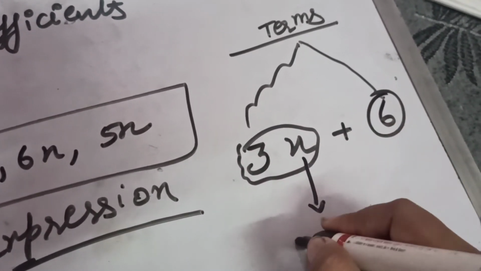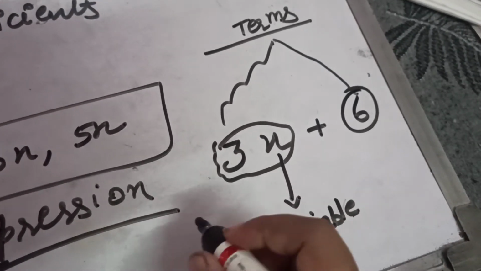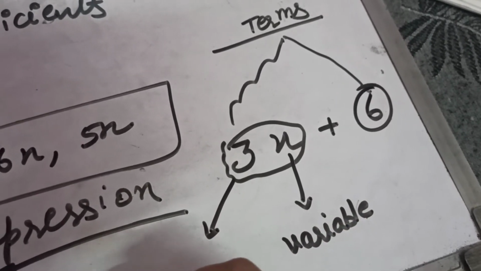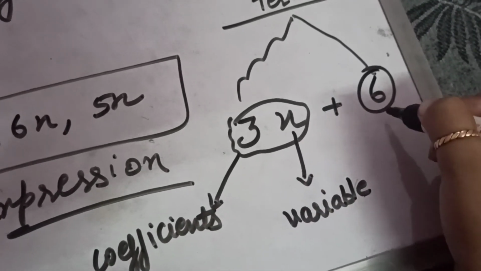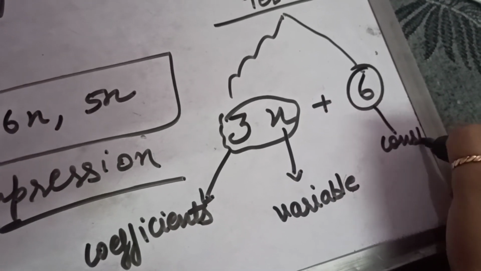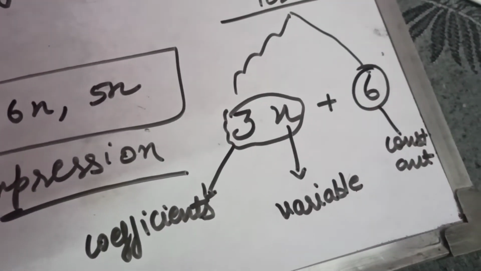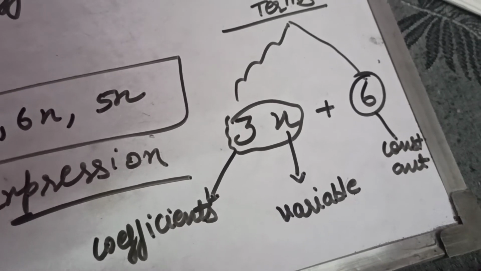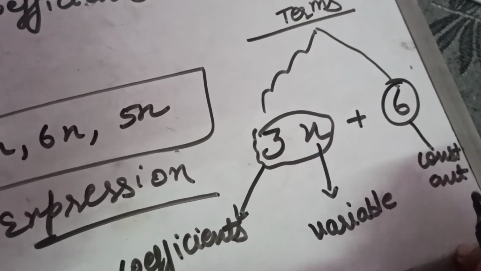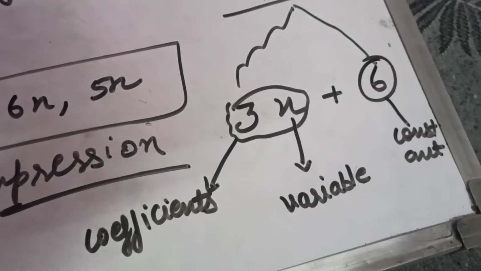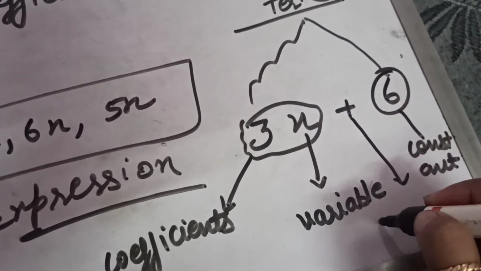After this, x is the variable. This 3 is the coefficient. This 6 is the constant. See, x is a variable because it can take values, right? 6 is the constant because if we put any value of x, there is no change in the value of 6. 6 will remain 6, and this one is the operation.